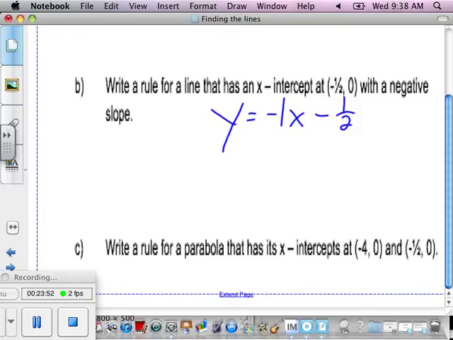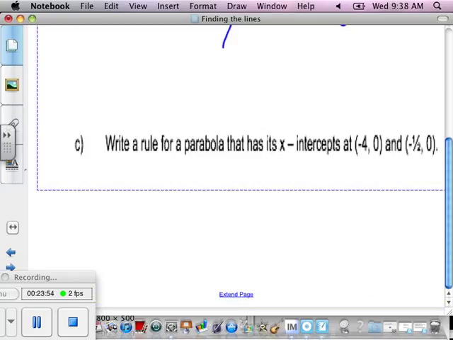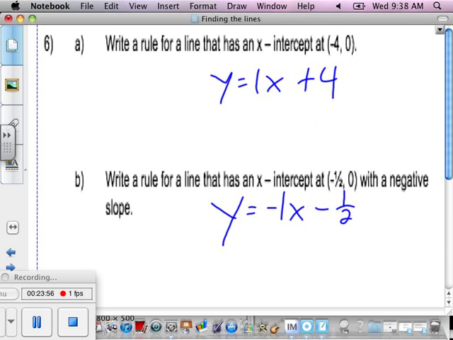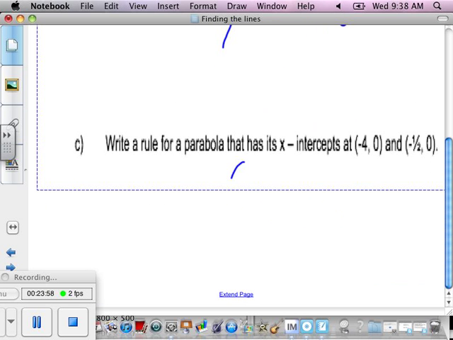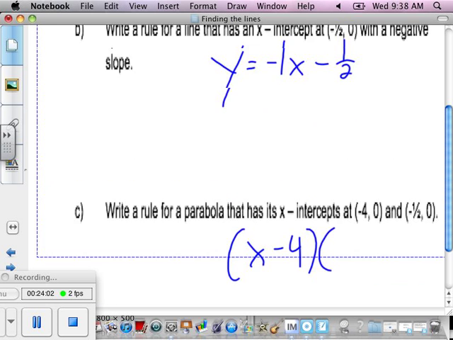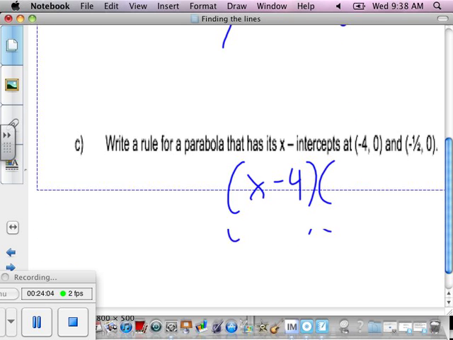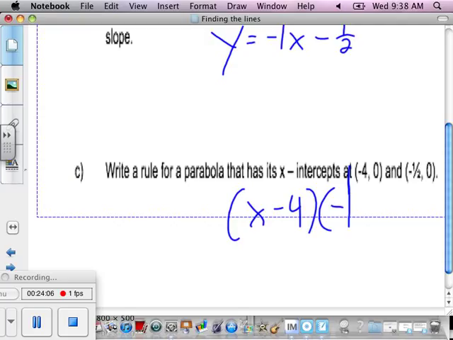So next, we know for part C, all we're doing is multiplying these two answers together. So we have x minus 4 times x minus 1/2.